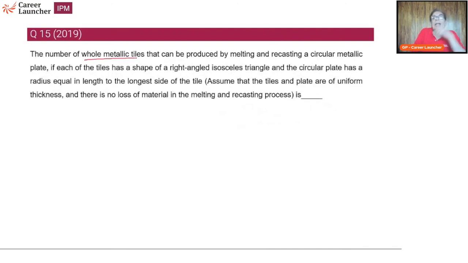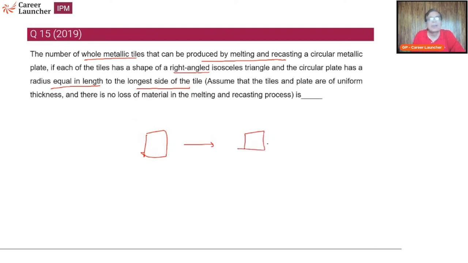Question 15. The number of whole metallic tiles that can be produced by melting and recasting a circular metal plate, if each tile has a shape of right angle isosceles triangle and the circular plate has a radius equal in length to the longer side of the tile. So what are we doing? We are melting one figure and converting into multiple numbers of another smaller figure. That's all we are doing.